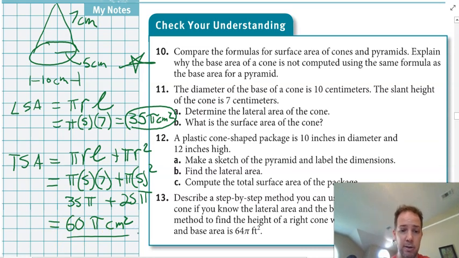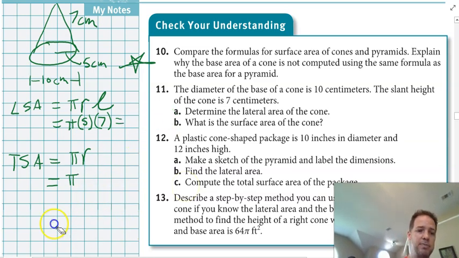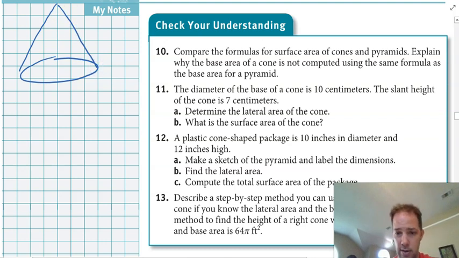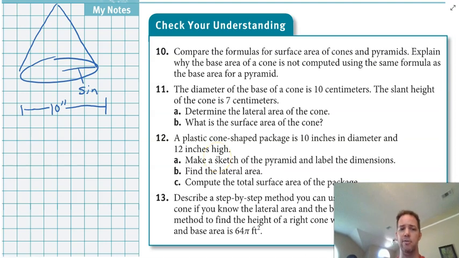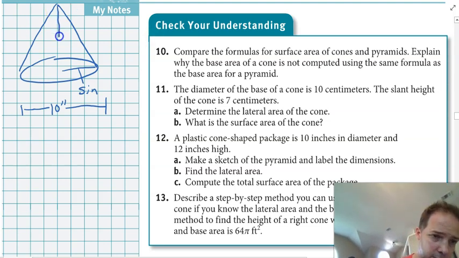All right, let's look at number 12. A plastic cone-shaped package is 10 inches in diameter and 12 inches high. Make a sketch, find the lateral and total. Okay, same thing, just different dimensions. So the 10-inch diameter, once again, we have 10 inches here. The radius would equal 5 inches. And it says 12 inches high, so that doesn't say the lateral height is 12 inches. It says 12 inches high, so that would be the height that goes through the middle.